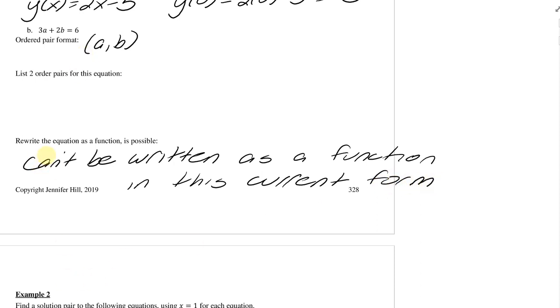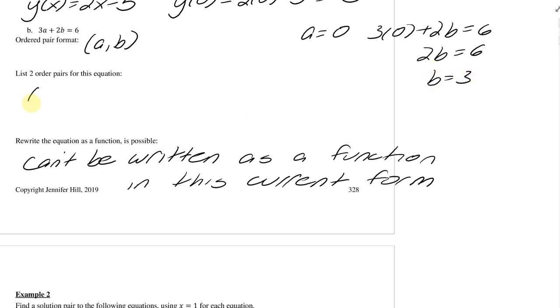So I'm going to do a little bit of a cop-out here. I'm going to start out by choosing A equals 0. So I'm going to plug in A equals 0. So this becomes 3 times 0 plus 2B equals 6. So that will drop out. So I'm just left with 2B equals 6. And if I divide both sides by 2, I get B equals 3. So that would be the ordered pair 0, 3. And now let me show you the other thing I can do with this. So again, I'm trying to actually be a little lazy with this.